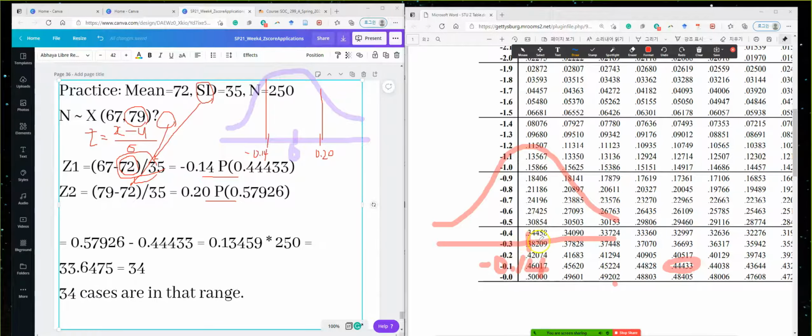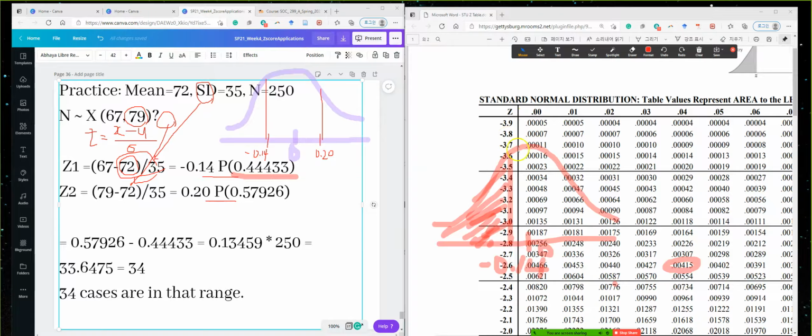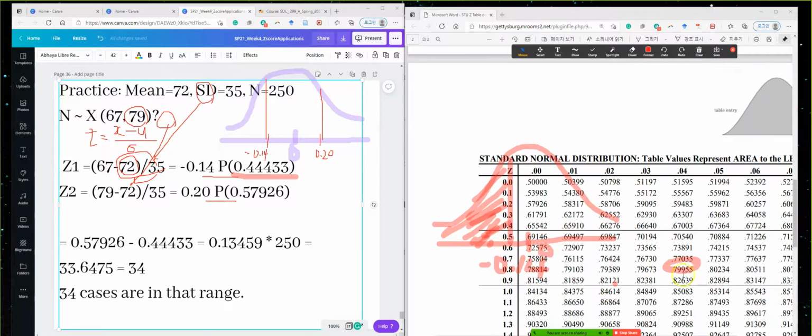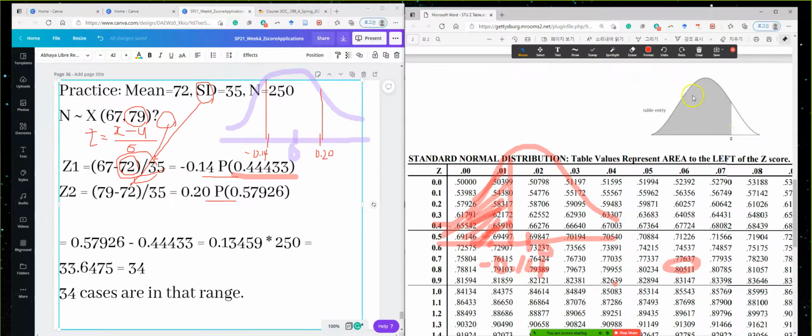Okay. Now this is 0. So this proportion is 0.44433. Okay, so far, all right. And same way, 0.20. So these are the negative numbers. So you can go here, right? Like this, right?